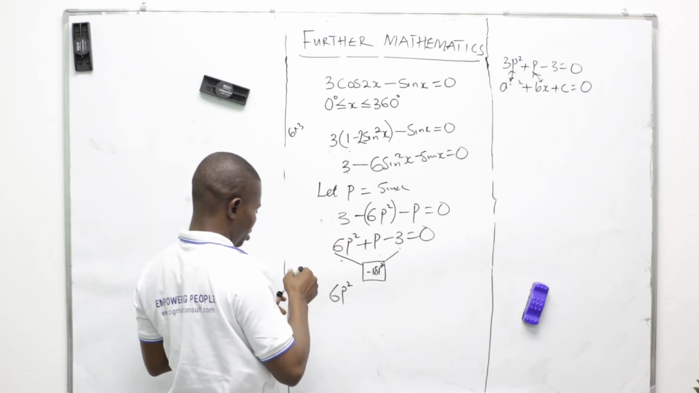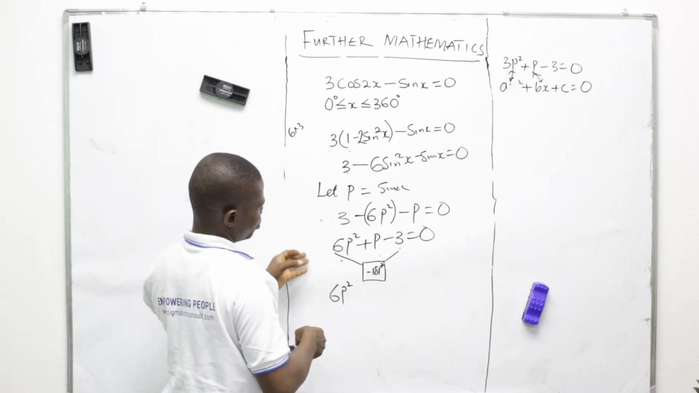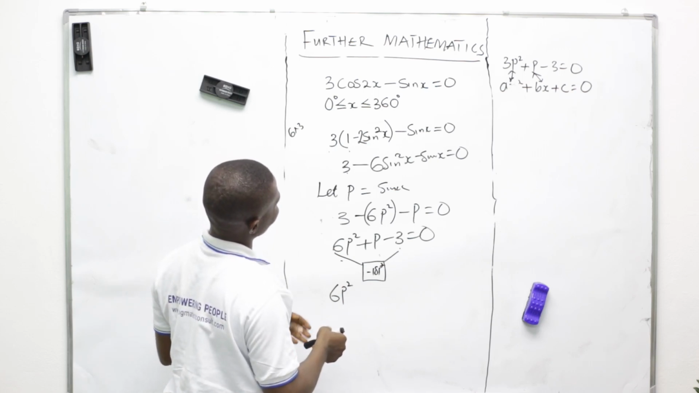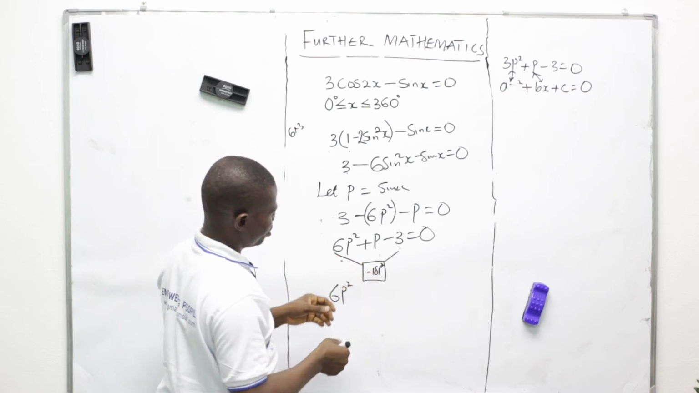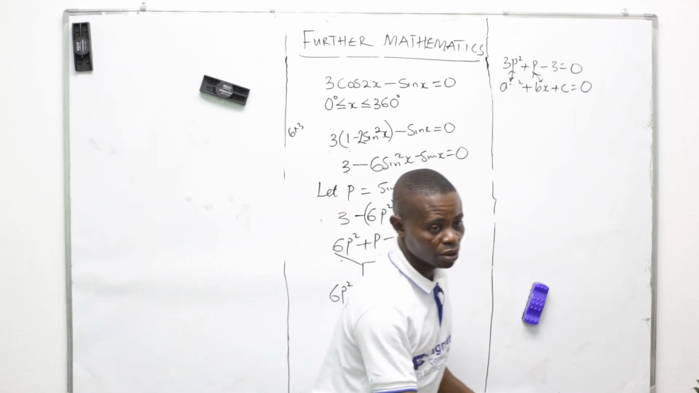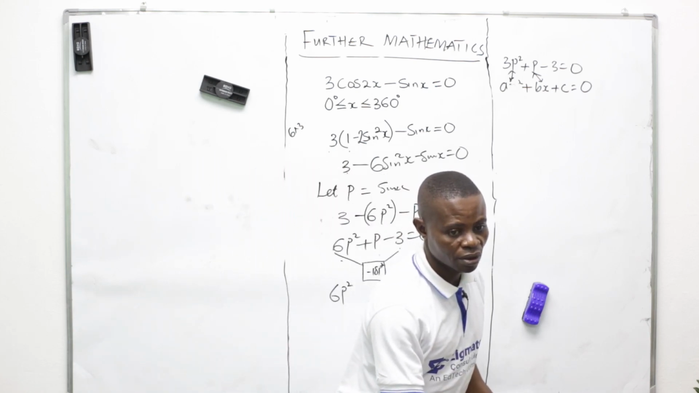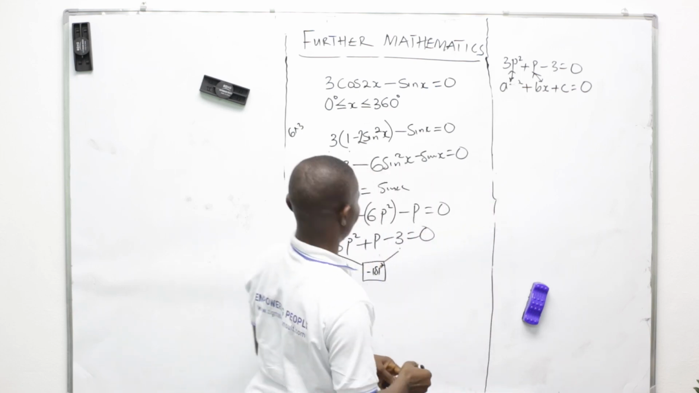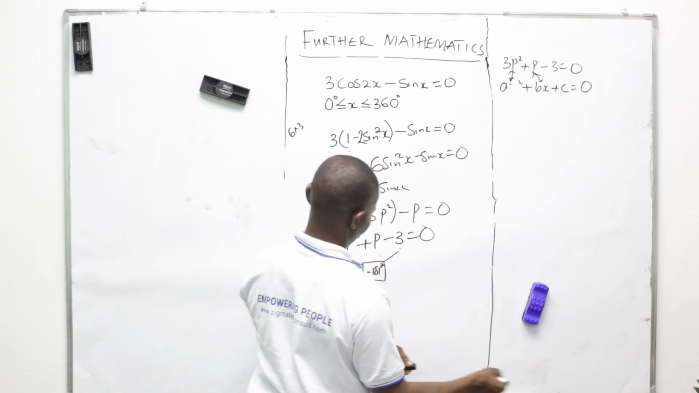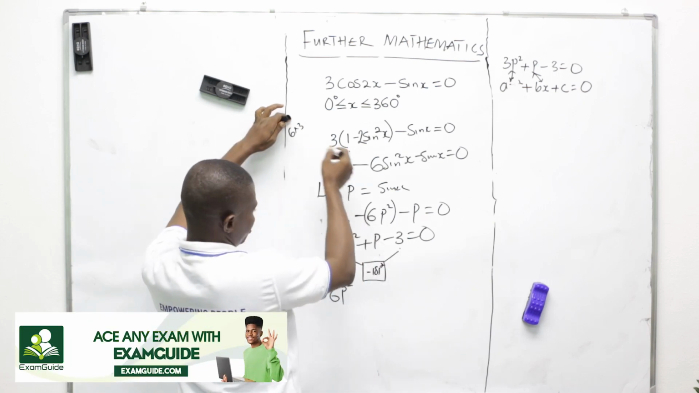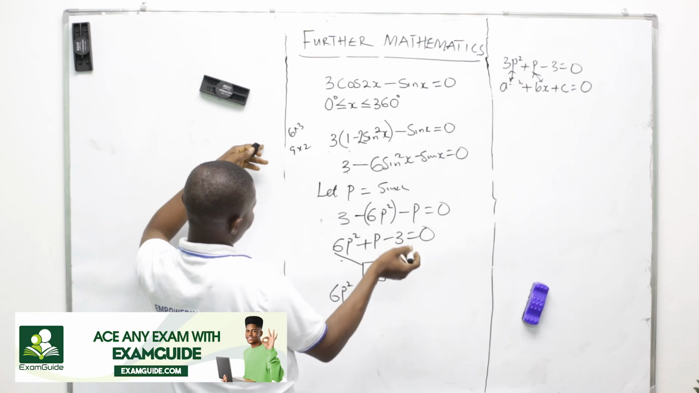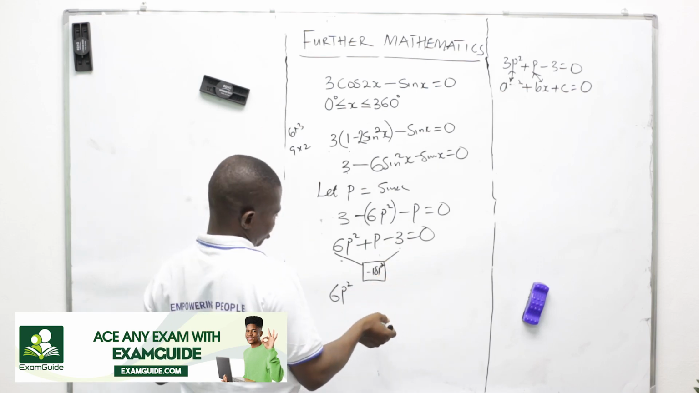What are the two numbers that, when we multiply, give us minus 18, but if you add them together, give us just P, a single P? Okay, let's check out. 3 times 6 is 18. 9 times 2 is also 18. But if you check, it's not working.